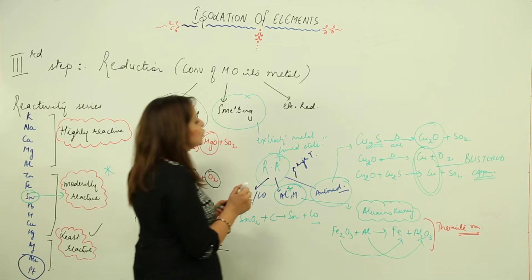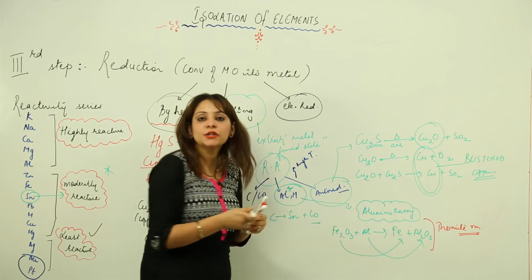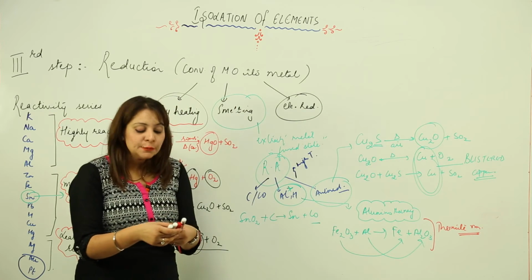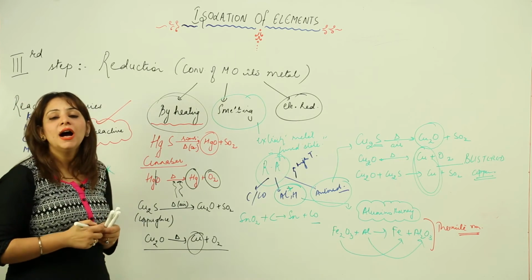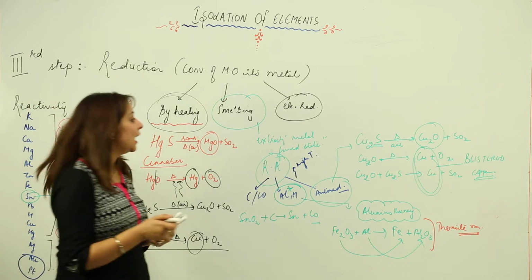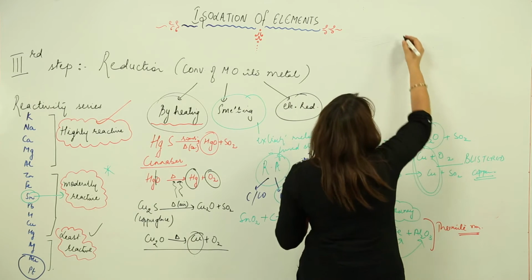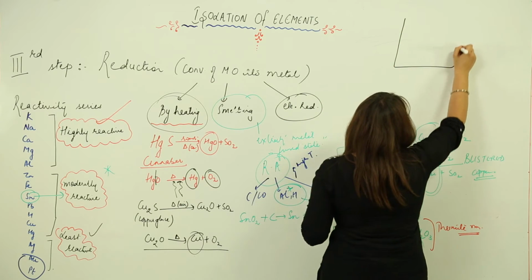Third is electrolytic reduction. You know that this method is employed for highly reactive metals. Let us see how this electrolytic reduction takes place. Let me first draw the electrolytic tank or cell.